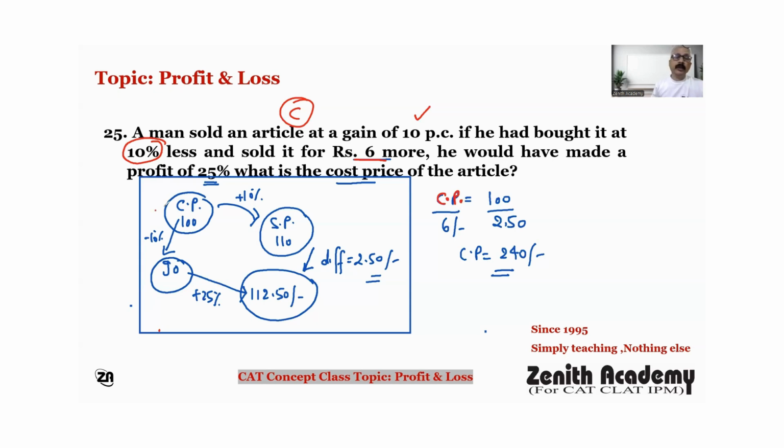इसके लिए मैंने कॉस्ट प्राइस 100 अज्यूम करी, 10% प्रॉफिट पे, इसका मतलब 110 सेलिंग प्राइस. And had he bought it 10% less, so this amount is going to be ₹90. In ₹90 cost, if you want to make a profit 25%, the 25% of 90 is ₹22.50. तो this is equal to ₹112.50. अब पुरानी वाली सेलिंग प्राइस और इस कंडीशन सेलिंग प्राइस में डिफरेंस कितना है? ₹2.50 का.